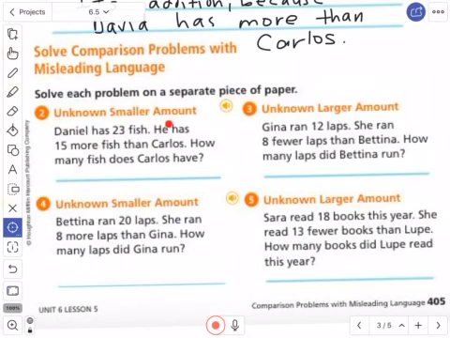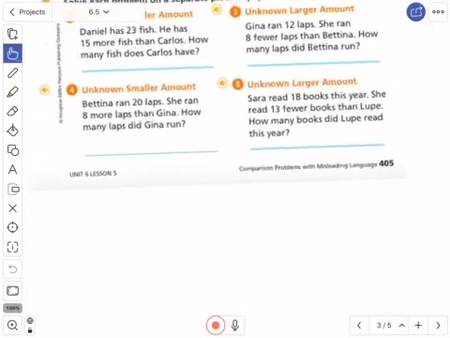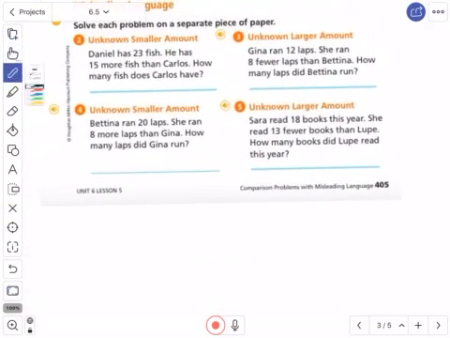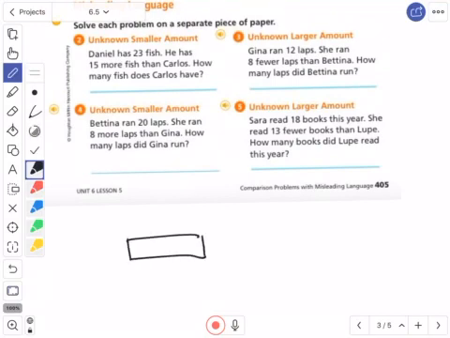Unknown smaller amount. Daniel has 23 fish. He has 15 more than Carlos. How many fish does Carlos have? Well, I'm just going to go to my second page here. Well, it says Daniel has 23. He has 15 more than Carlos. I have to think, okay, well, who has more? Daniel or Carlos? It says he has more than Carlos. Okay, so that means Daniel should have the biggest number.